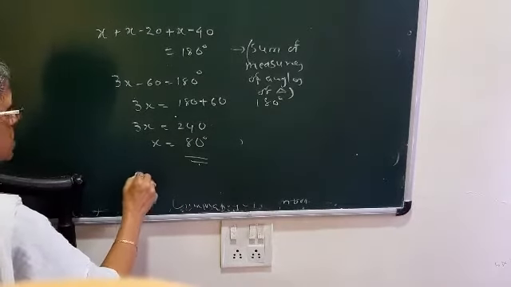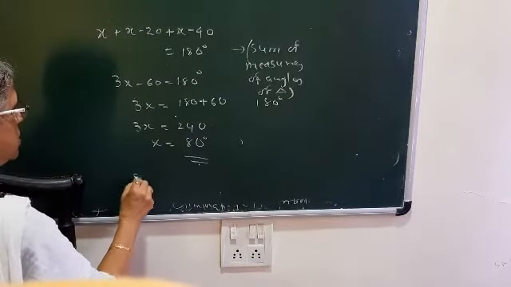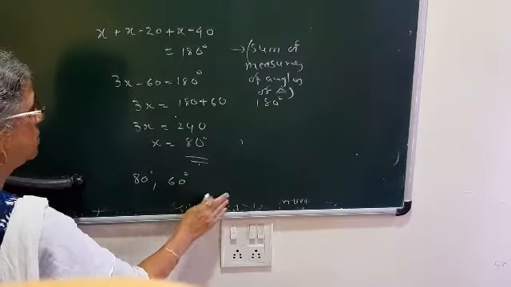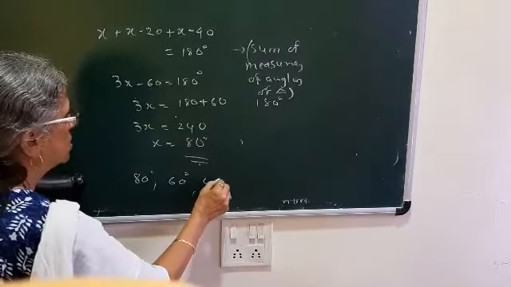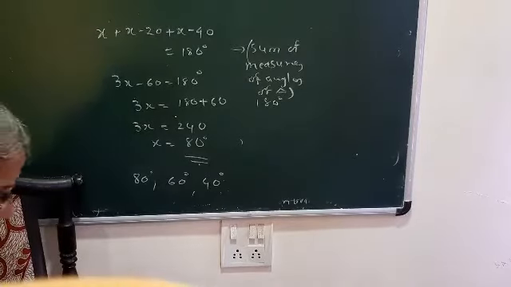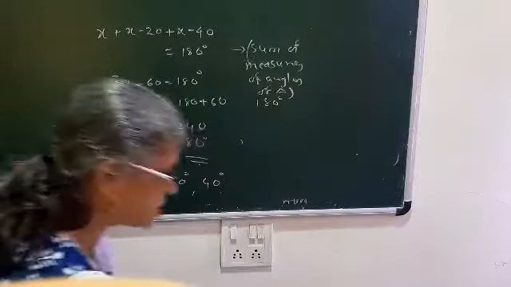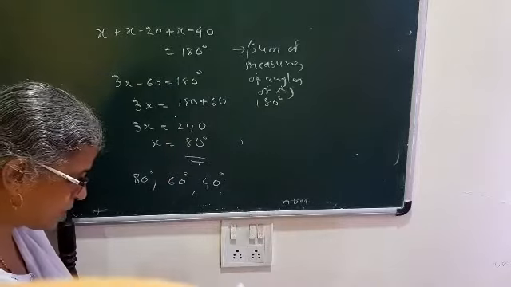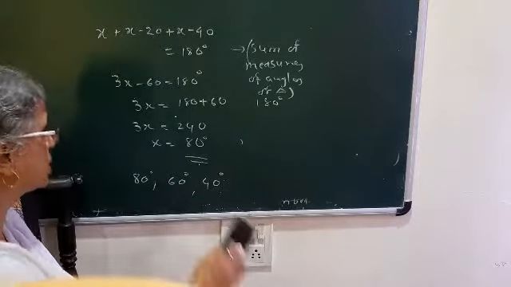So measures are 80 degrees, 80 minus 20, that is 60 degrees, and 80 minus 40, that is 40 degrees. Followed? So 40 degrees, 60 degrees, and 80 degrees are the measures of angles of the triangle. Fourth sum, the measure of one of the angles of a triangle is twice the measure of the smallest angle, and the measure of the other is thrice the measure of the smallest angle. Find the measure of three angles.